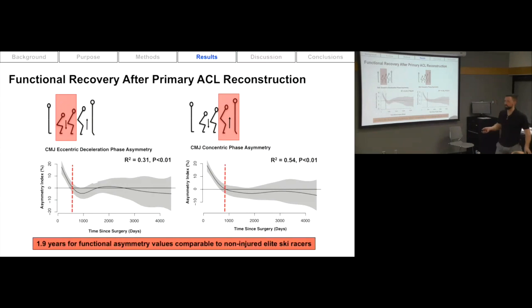What's interesting to note is that if you look back to the slide that I showed at the beginning that shows the relative high symmetry of a non-injured alpine ski racing group, it took on average 1.9 years for functional asymmetry to reach values that would be comparable to the group of non-injured ski racers. Now, I'm not saying that that's where you let them go back to snow, but that's just what we found.